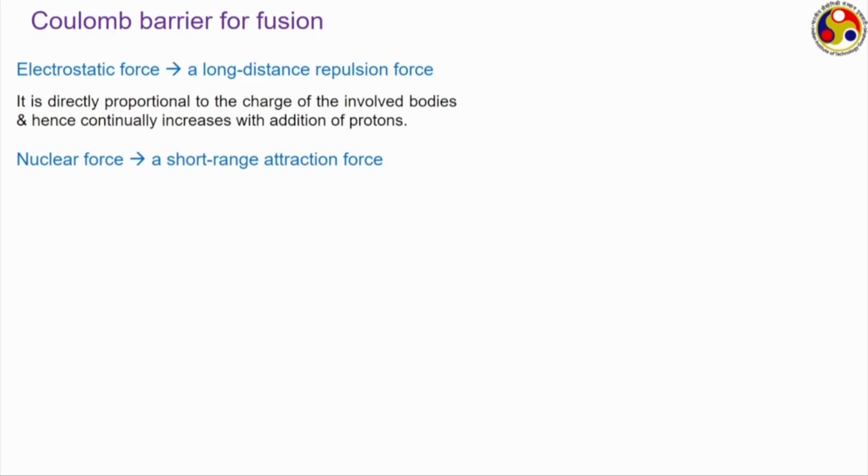Now, the electrostatic force is directly proportional to the charge of the individual particles and also inversely proportional to the square of their distance, because if we use Coulomb's law of electrostatics, we know that it can be written as F is equal to Q1 Q2 by R square, where Q1 and Q2 are the electrical charges of both the involved particles and R is the distance between them. Nuclear force, however, is a short range attraction force.